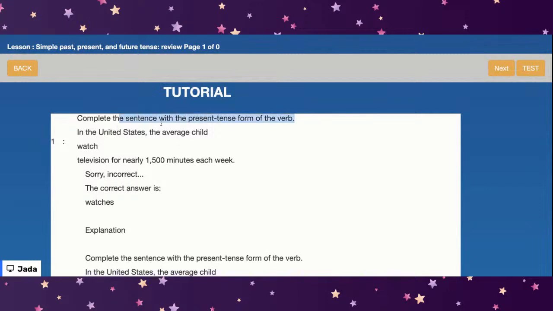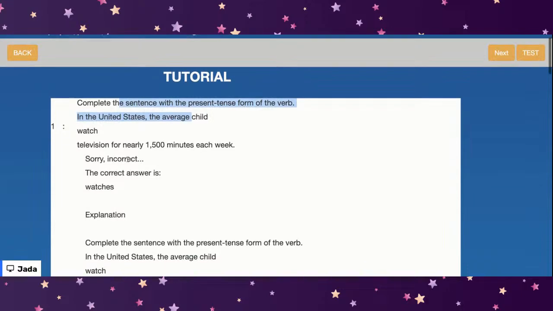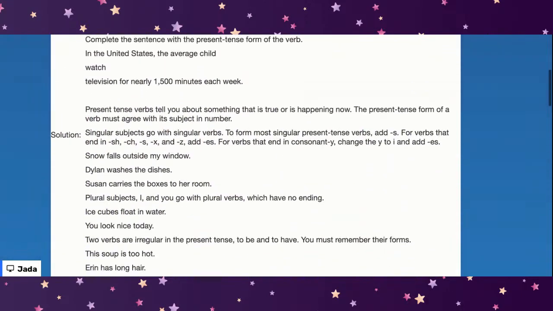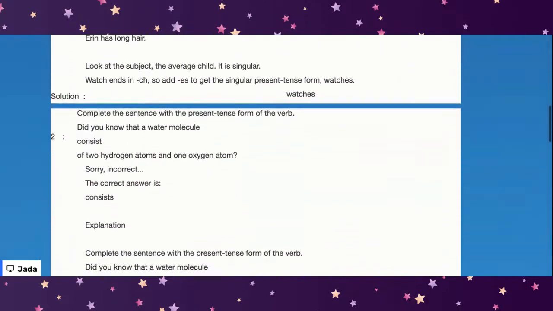Okay, complete the sentence with the present tense form of the verb. In the United States, the average child watch television for nearly 1,500 minutes each week. So watch is supposed to be watches. Take notes: because it ends with ch, you need to add es.